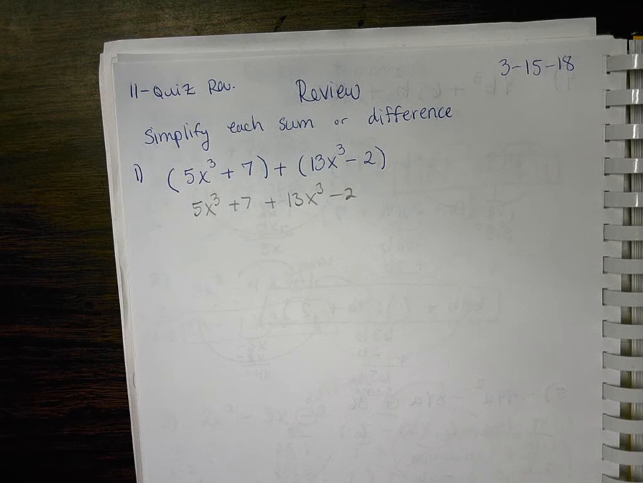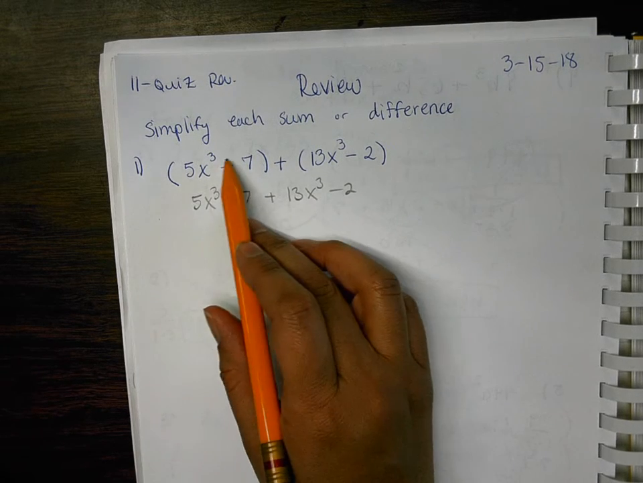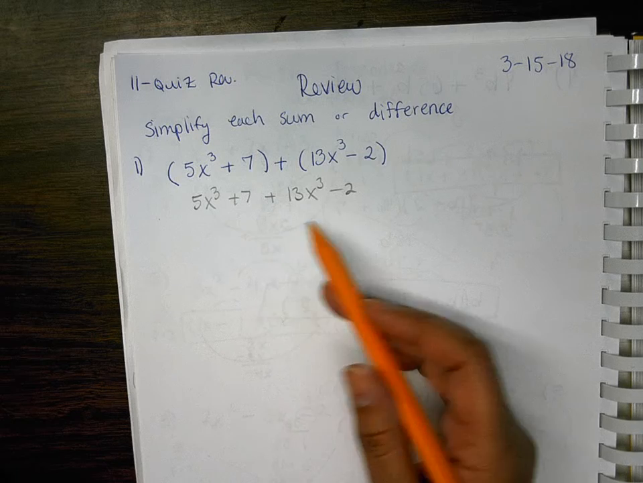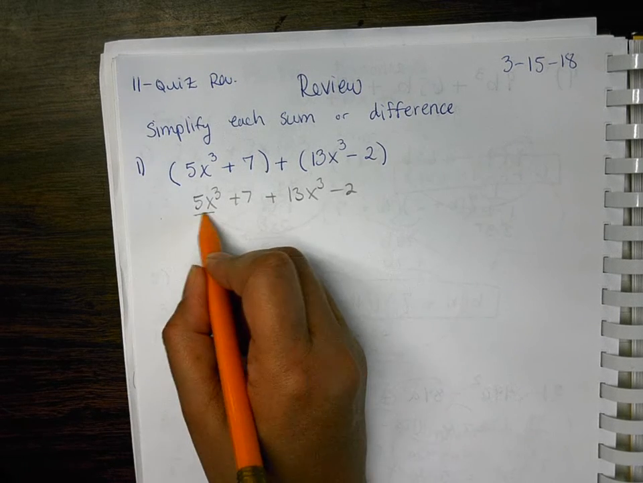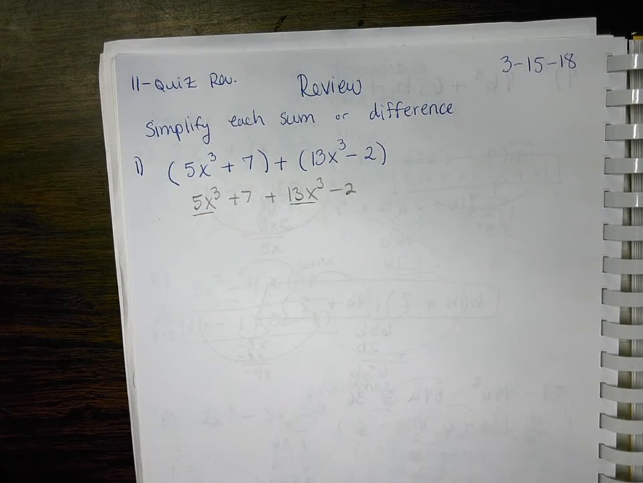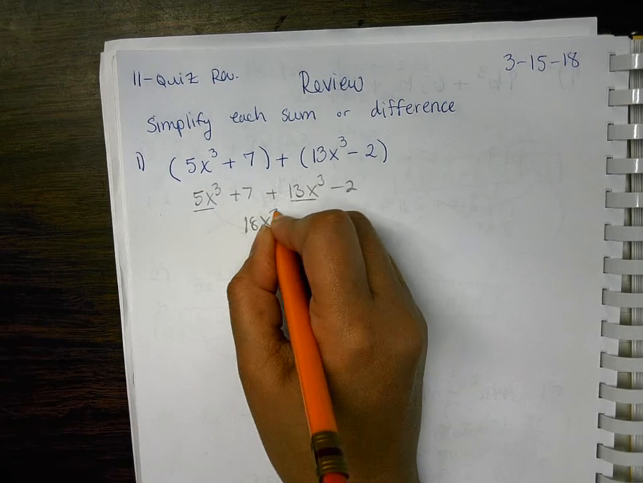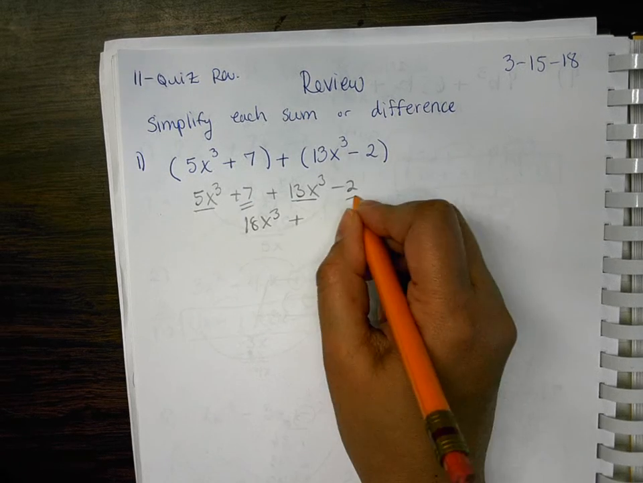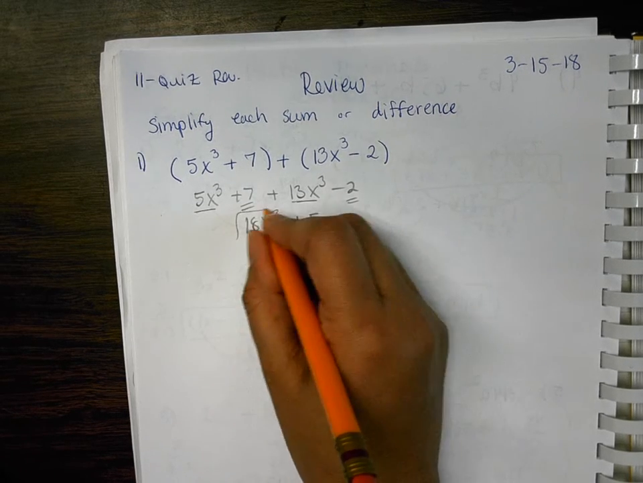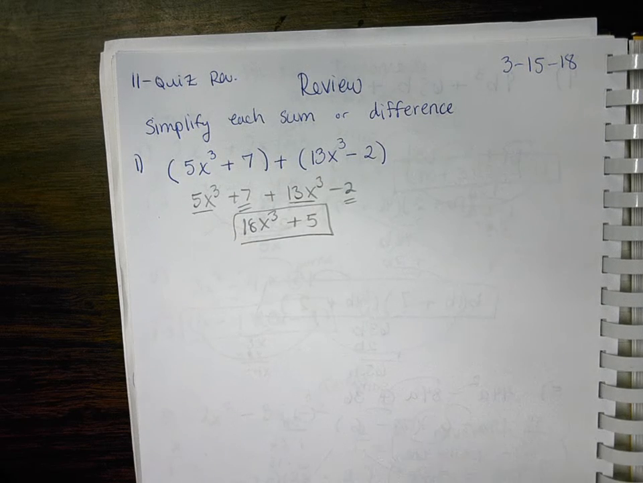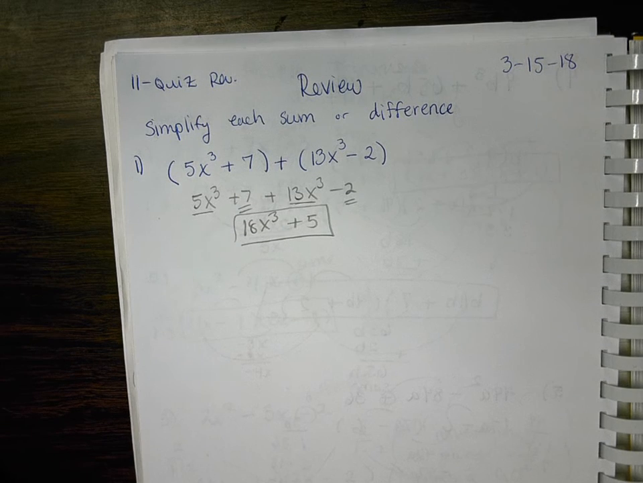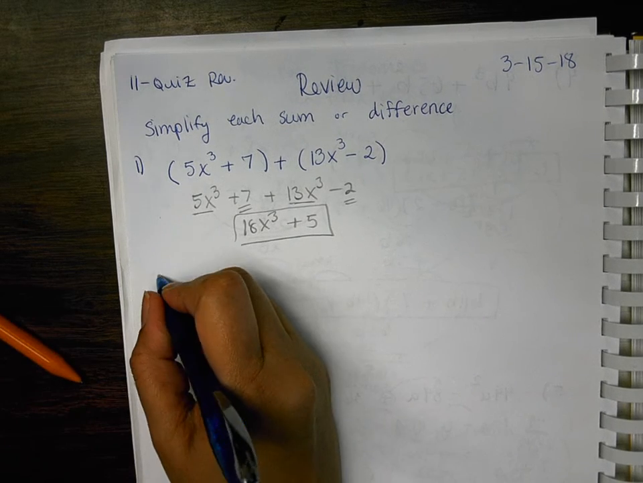Why? Because when you distribute, you drop your parentheses. And since there's nothing to distribute, we drop the parentheses. And then you add. Remember, when you're adding like terms, you add the coefficients and the exponents stay the same. So what's 5x cubed plus 13x cubed? 18x cubed. 7 and negative 2? It's positive 5. And that's your answer. I have kids say, well, I can add 18 and 5. Can I add 18 and 5 together? No. They're not like terms. Good job.